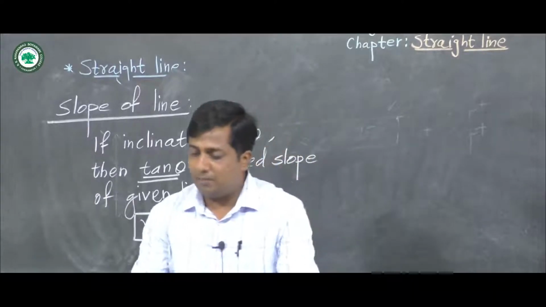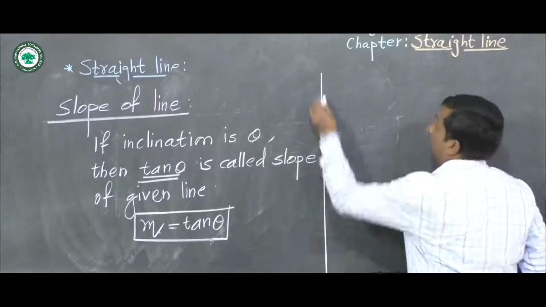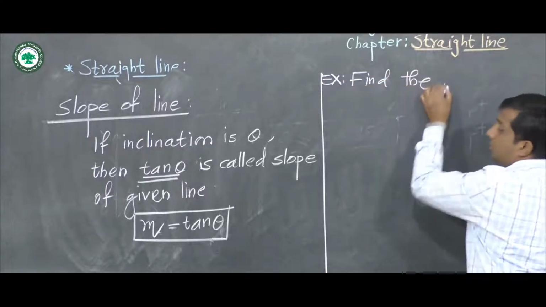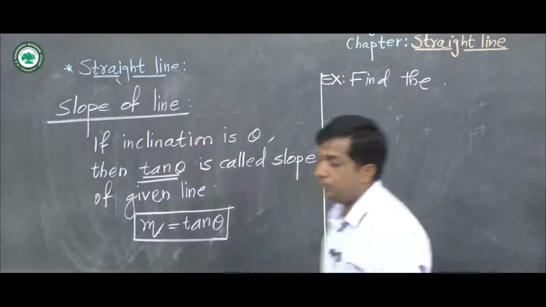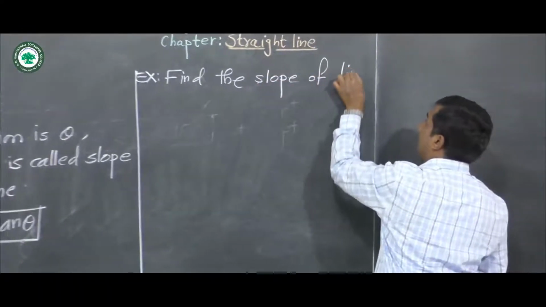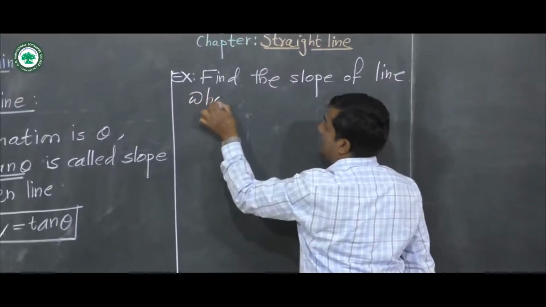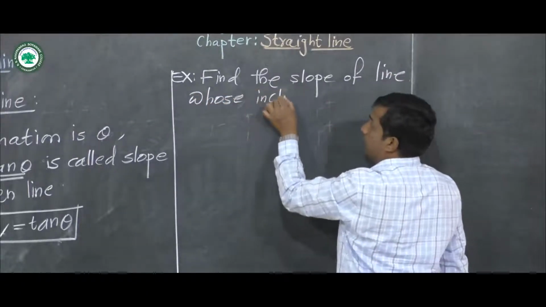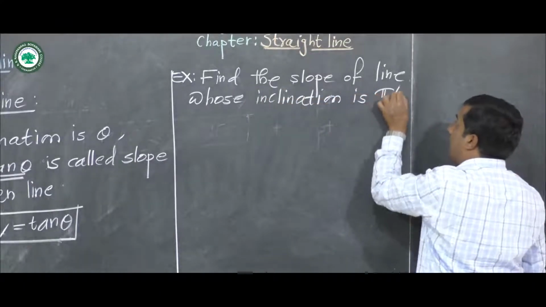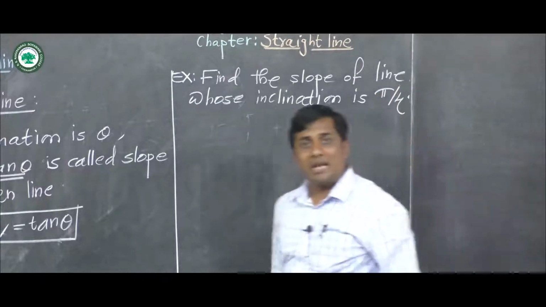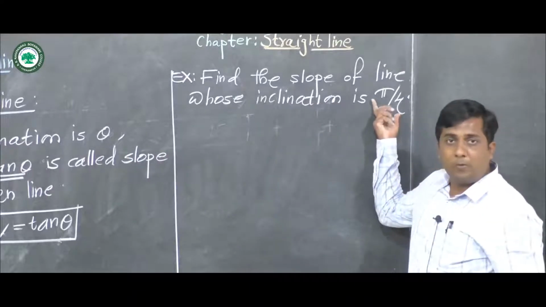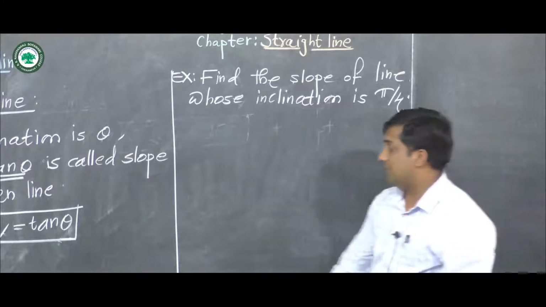Okay, let us see one example. For this example, find the slope of the line whose inclination is pi by 4. Here one line is given, inclined at an angle of pi by 4, and we have to find the slope by using this formula.